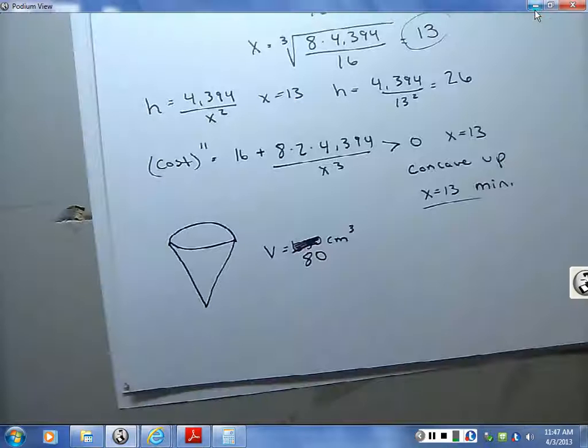Okay, so this is what we have. We have a paper drinking cup. So we have a piece of paper, and they fold it into a cone shape, and they make a drinking cup out of that. And they want to minimize the amount of paper that you need to make this drinking cup. And your drinking cup has to hold 80 centimeters cubed.